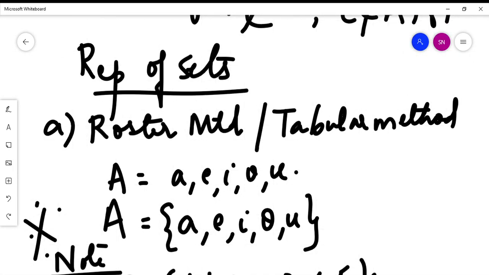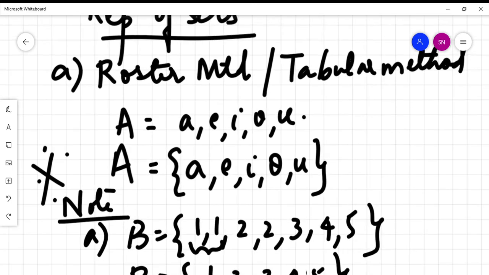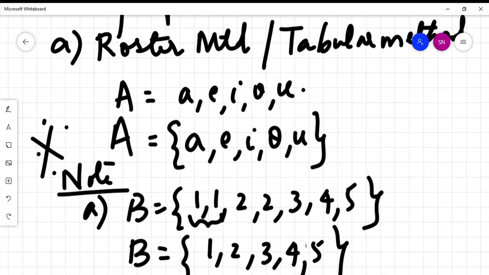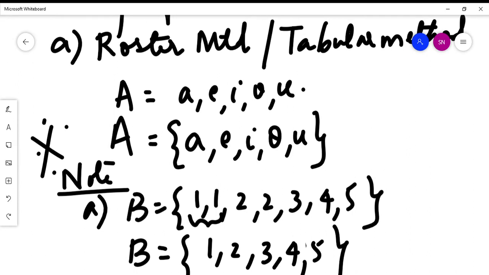Which is the roster method. So in the roster method, again, we know the basic representation of a set is with a capital letter and elements inside in smaller case. But what does the rule say? Whatever elements you write should be separated by a comma and should be enclosed within curly brackets.